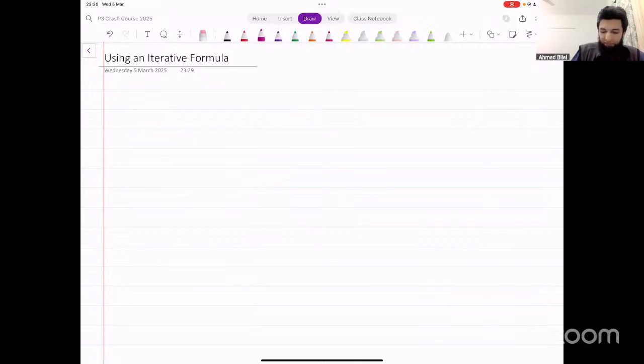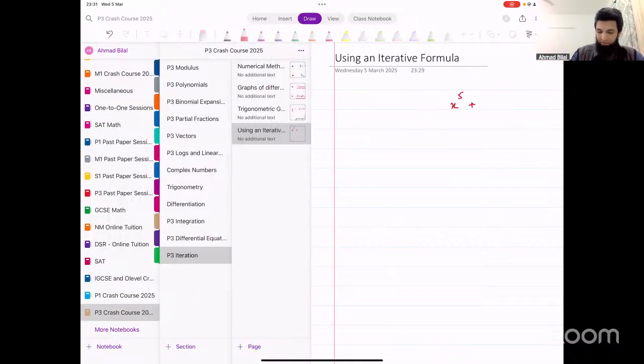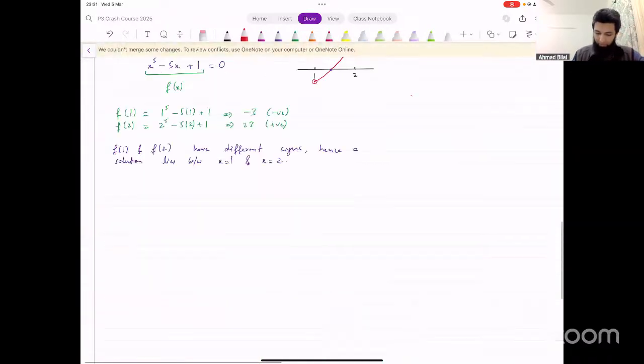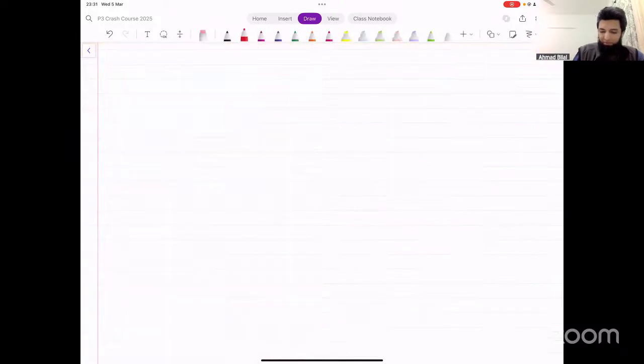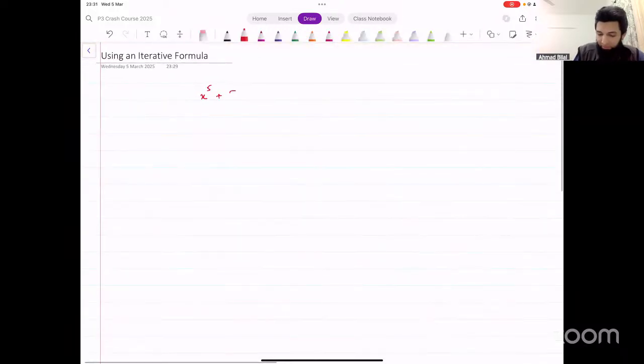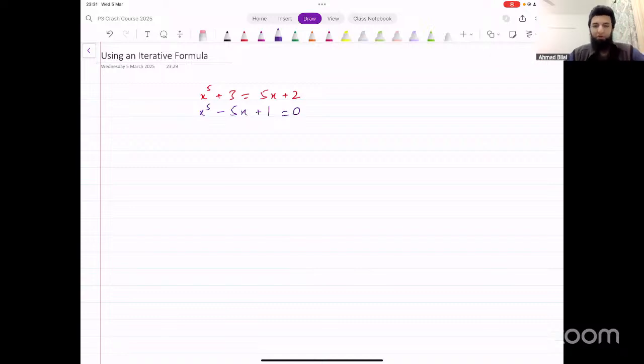The equation that we saw on the previous page was x to the power 5 plus 3 equals 5x plus 2. This was an equation that we had. When we rearranged this, we got x to the power 5 minus 5x plus 1 equal to 0. We wanted to solve this equation.